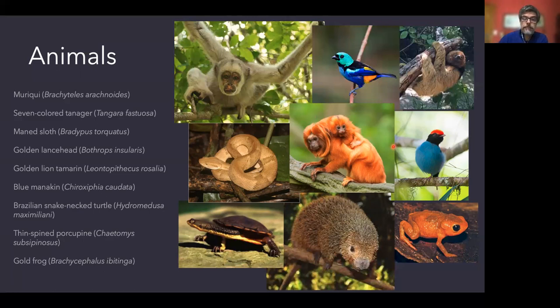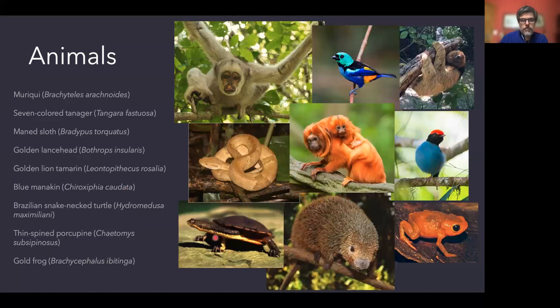The blue manakin, Chiroxiphia caudata, very interesting animal. You see the males lining up on a stick and displaying and vocalizing and singing and dancing to attract females and competing among them like gymnasts in the Olympic Games, trying to get the attention of the females.